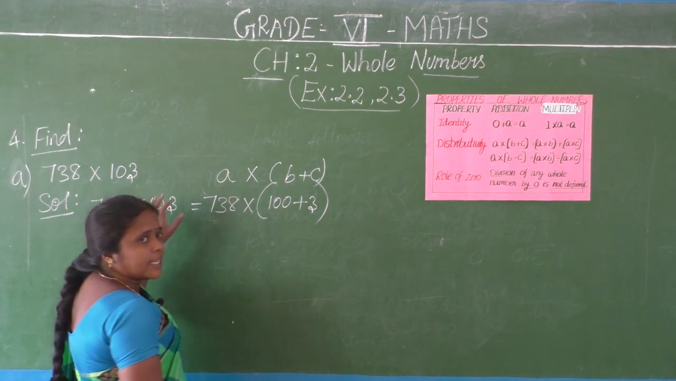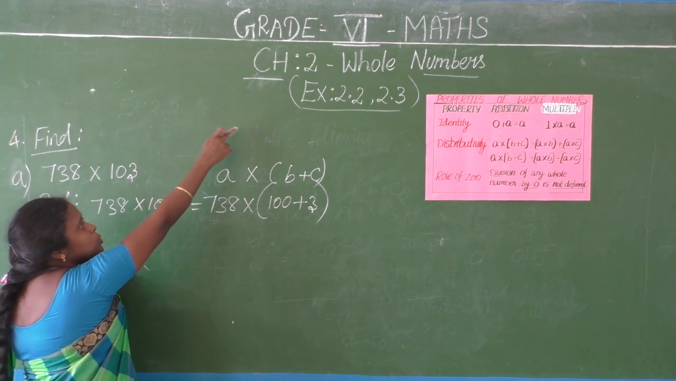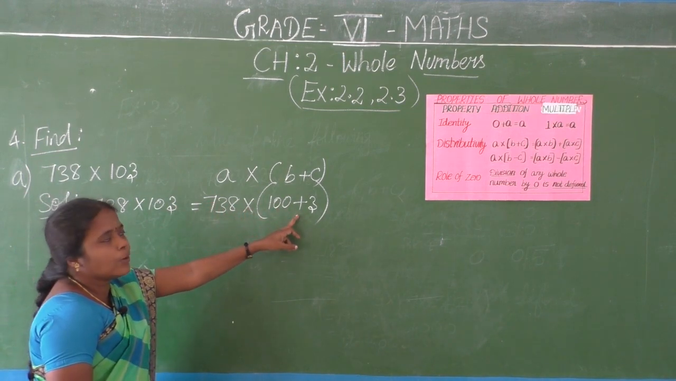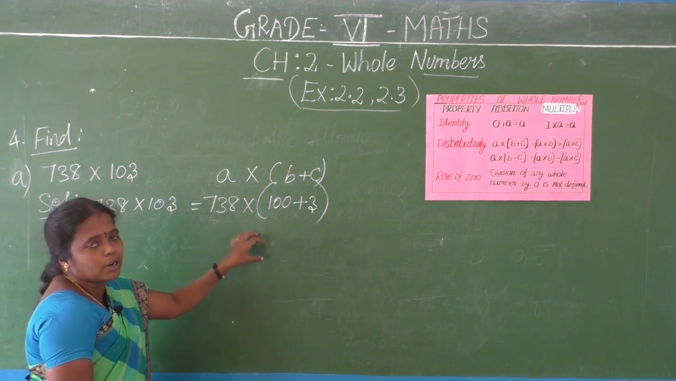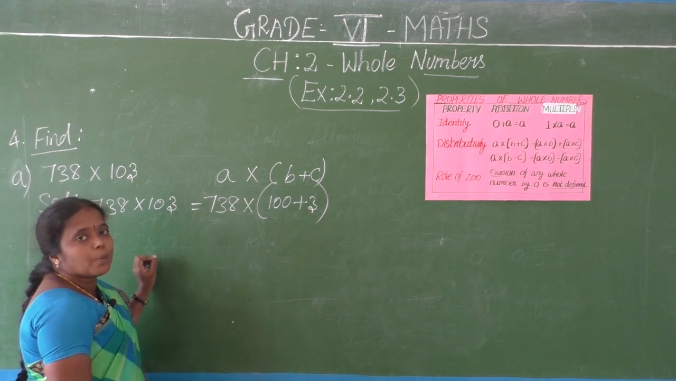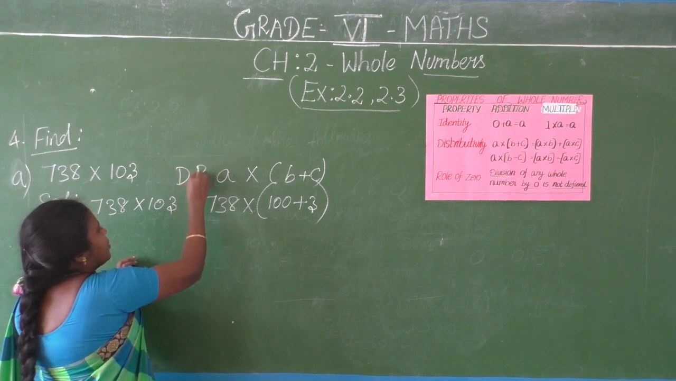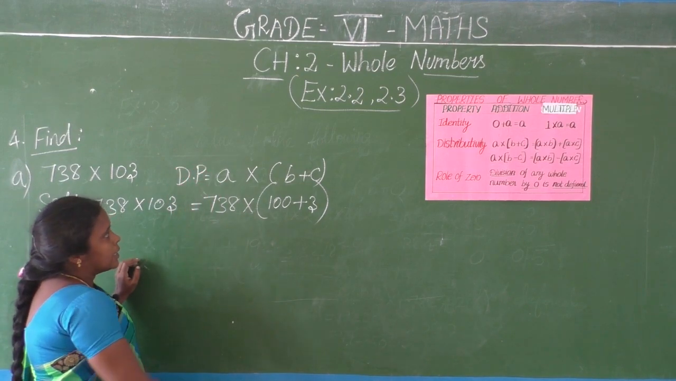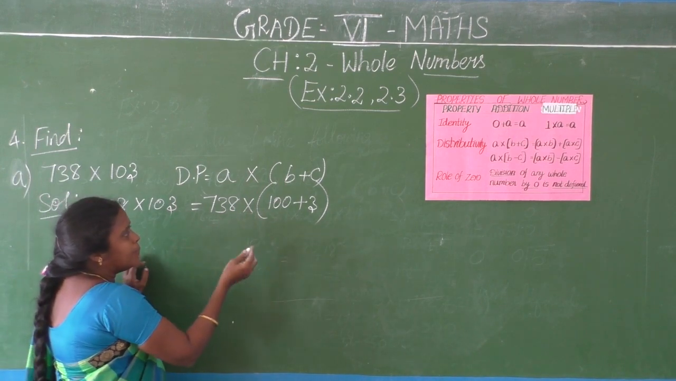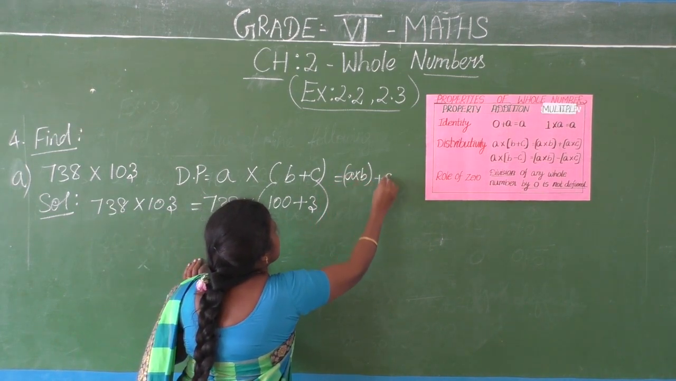First formula, A into B plus C. Distributive property only, here the suitable property. What is the heading? Find the product using suitable property. So here suitable property means multiplication over addition. Two operations are involved here. Two operations means immediately we have to use which property? Distributive property only. Clear? A into B plus C is equal to what? A into B plus A into C.